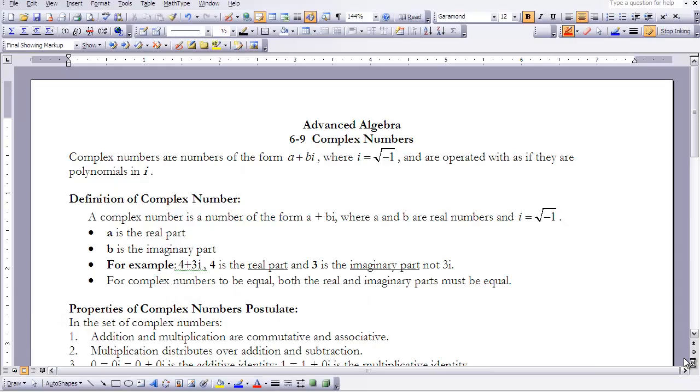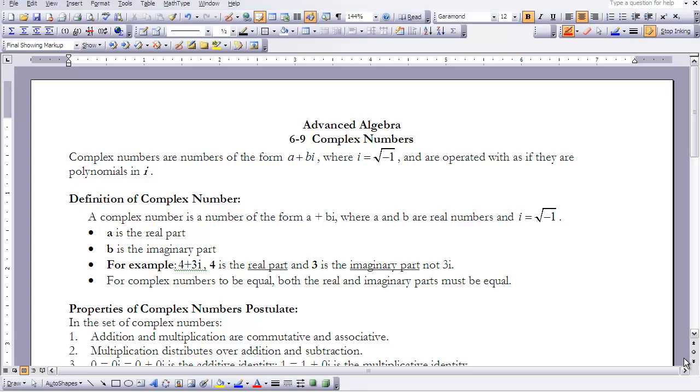This is Advanced Algebra Lesson 6-9, Complex Numbers. As we discussed in Lesson 8, we introduced the whole concept of an imaginary number, a pure imaginary number. And a pure imaginary number fits under the umbrella of complex numbers. Complex numbers are numbers of the form a plus bi, where i is equal to the square root of -1, and are operated with as if they are polynomials in i.